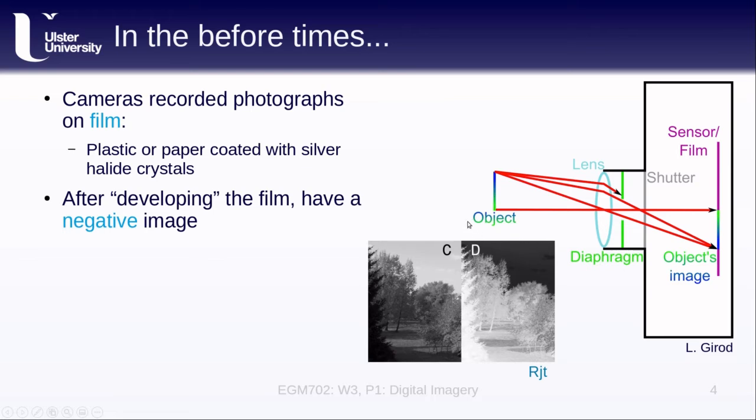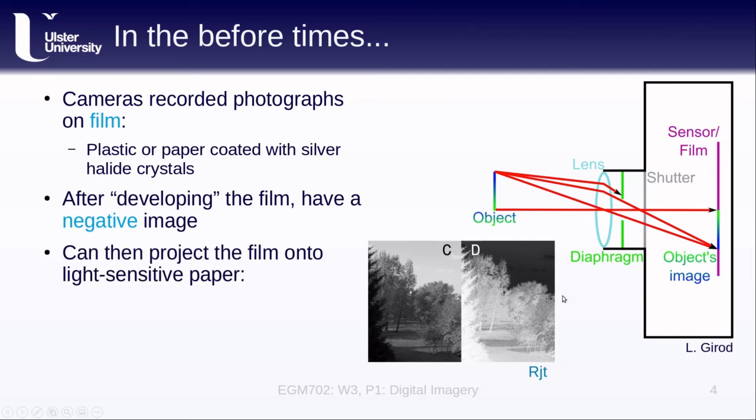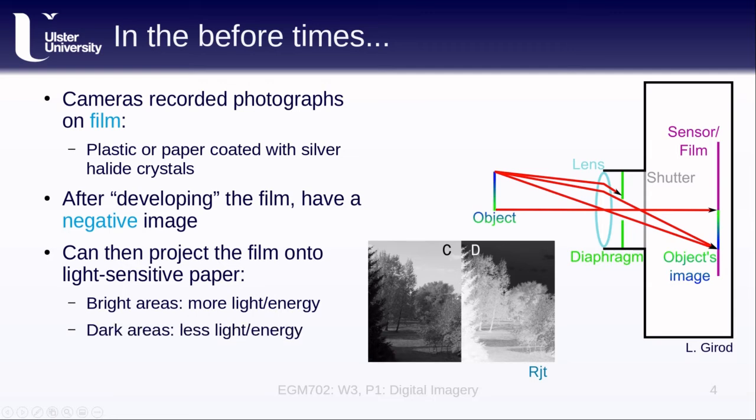That is, the dark areas of the negative image actually correspond to the brightest parts of the image, marked C, and vice versa. The next step in creating a photograph is to project the negative onto a light-sensitive paper, reversing the process. Bright areas in the photograph then correspond to areas where there is more light or energy that reaches the sensor, while dark areas correspond to where there is less light or less energy reaching the sensor. In other words, the brightness of the image is determined by how much light reflects off of the object being photographed.